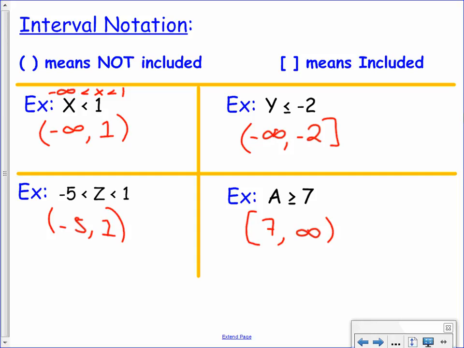No, but know that they can throw either way at you, so you have to be able to read the math-ish and translate it to English.